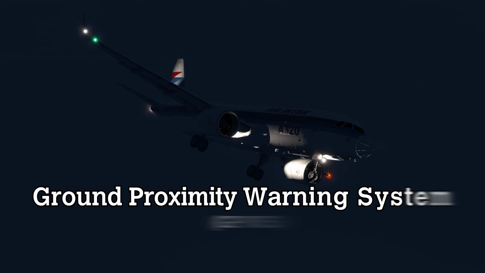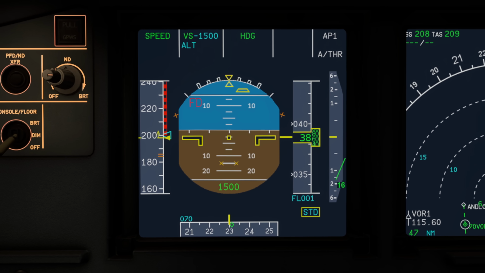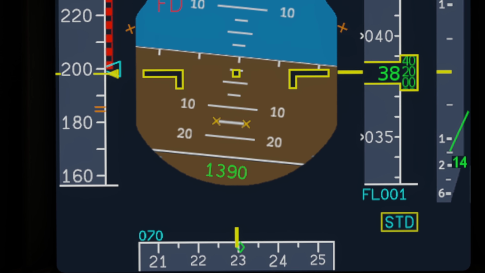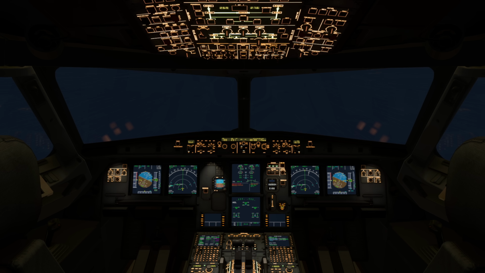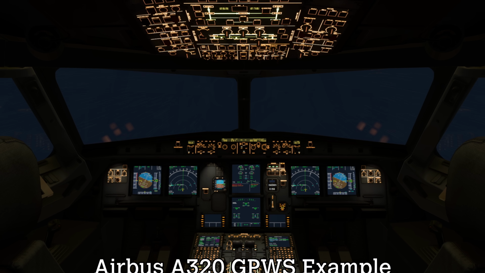Now, one of those systems is the Ground Proximity Warning System, GPWS, a radar device that detects how high an aircraft is above the ground. If it senses it is dangerously close to the ground in an emergency scenario, it will audibly alert the flight crew. Depending on the aircraft, it could sound something like this.